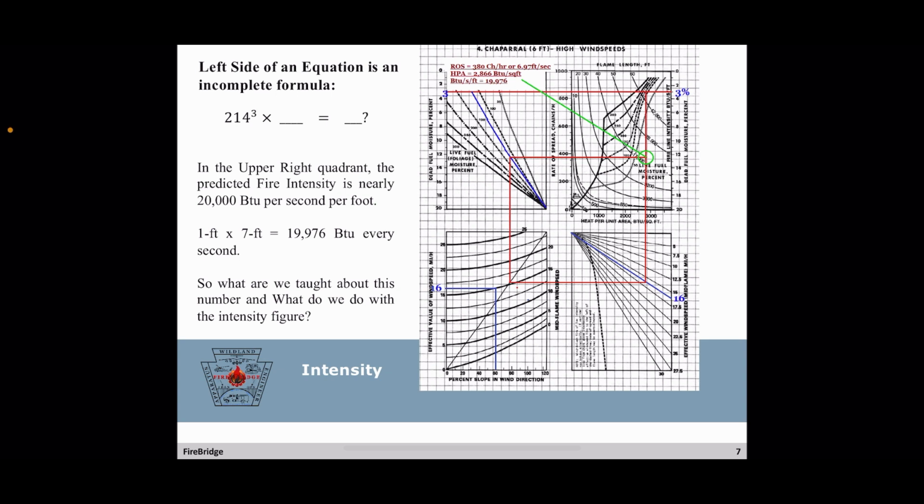So what are we taught about this number and what do we do with that intensity figure? Everybody that I've talked to always says, well, they're not taught anything with the intensity figure. That's just to give you an idea of how intense the fire is, and mainly you're looking at the rate of spread and the flame lengths. That's really what they do. So with that, keep that in mind. So hence, there's no practical purpose at this point of where I'm going to determine the intensity if you don't know what to do with that intensity. But I'm going to show you what to do with that intensity, so stand by.